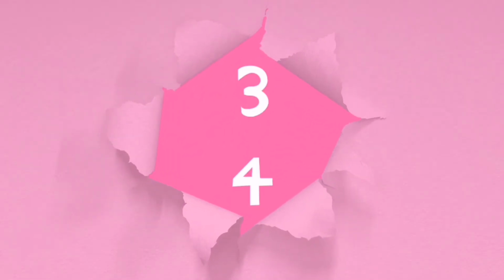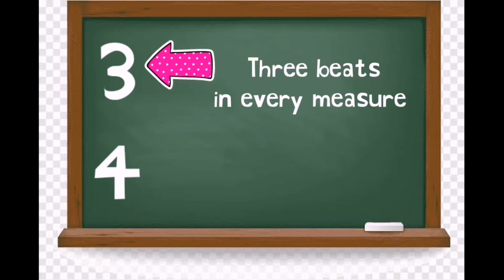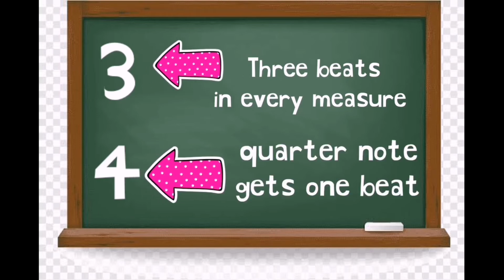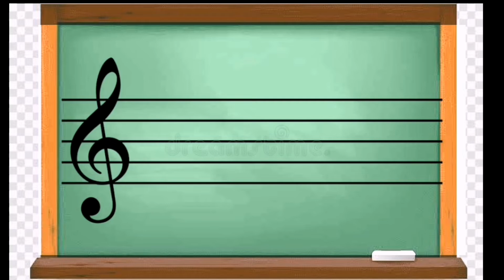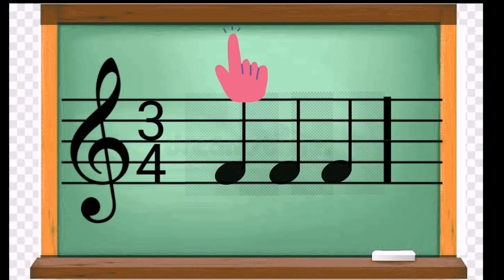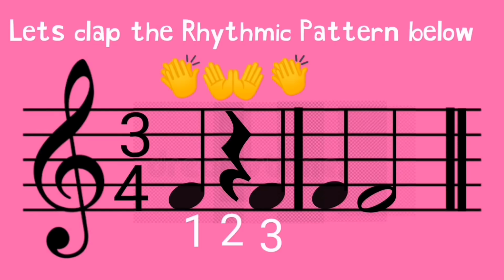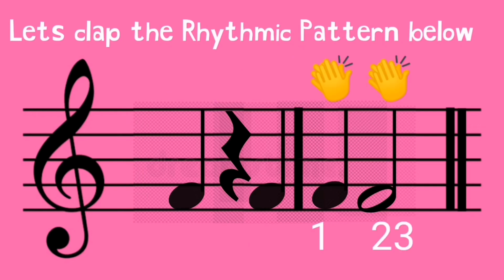Three-four time signature. A 3-4 time signature has 3 beats in every measure, and a quarter note gets 1 beat. Let us now try the 3-4 time signature. 1, 2, 3. There are 3 quarter notes in every measure of a 3-4 time signature. Let us now clap the rhythmic pattern below. 1, 2, 3. That is for the first measure. 1, 2, 3. That is for the last measure.